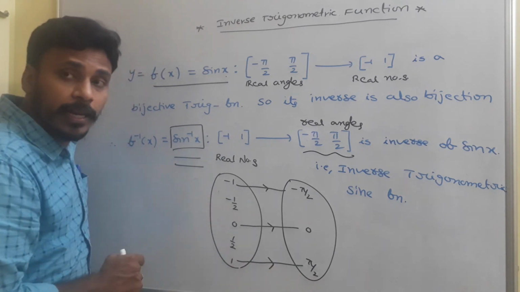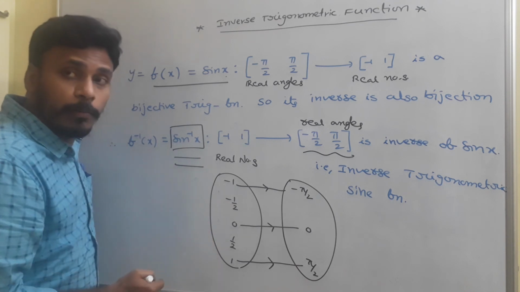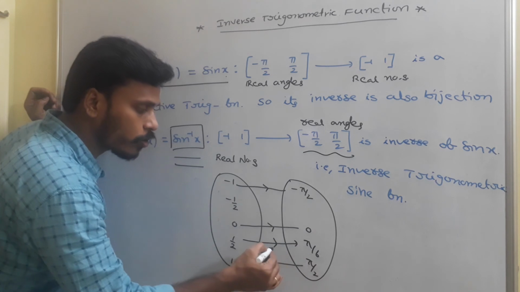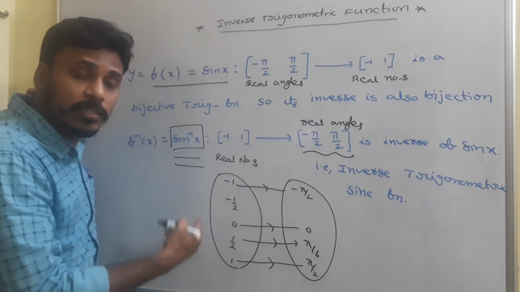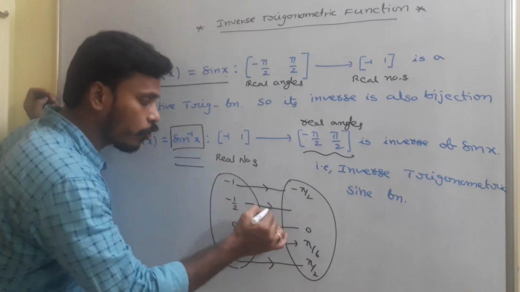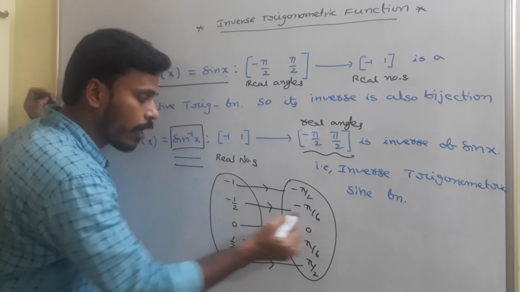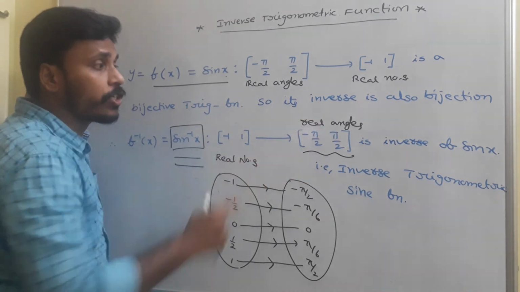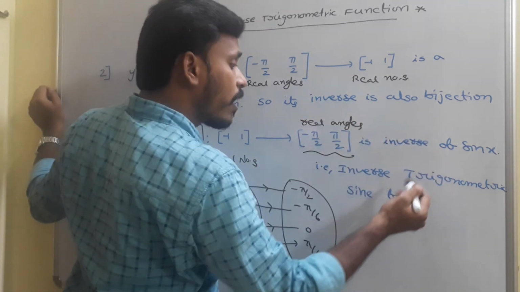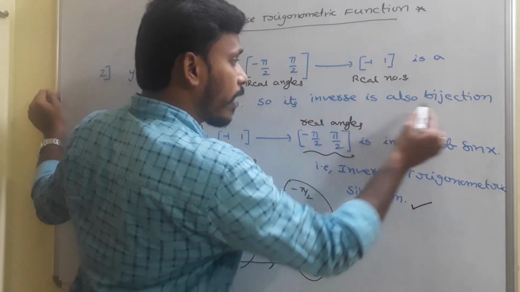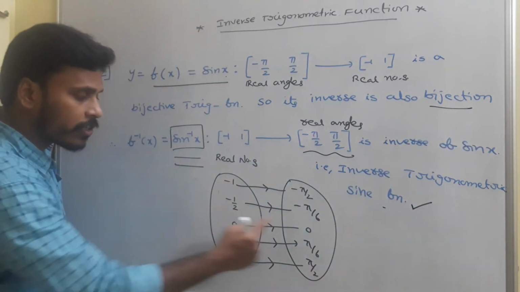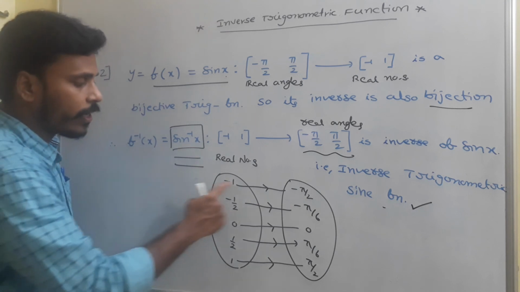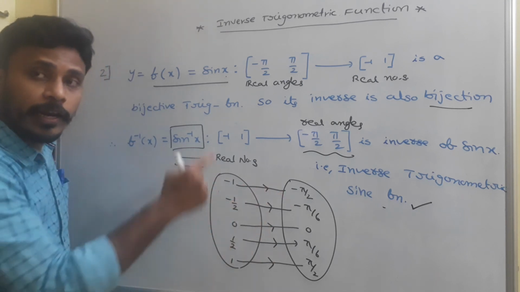When coming to 1 by 2, it is connected to pi by 6, because we know sine 30 degrees is 1 by 2, and 30 degrees is pi by 6. And -1 by 2 is connected to minus pi by 6. Like this we will connect, because sine inverse x is an inverse function, the inverse of sine x, and that too an inverse trigonometric function, a bijective function. So the function is one-one and clearly onto, and that's why different elements are connected to different images.